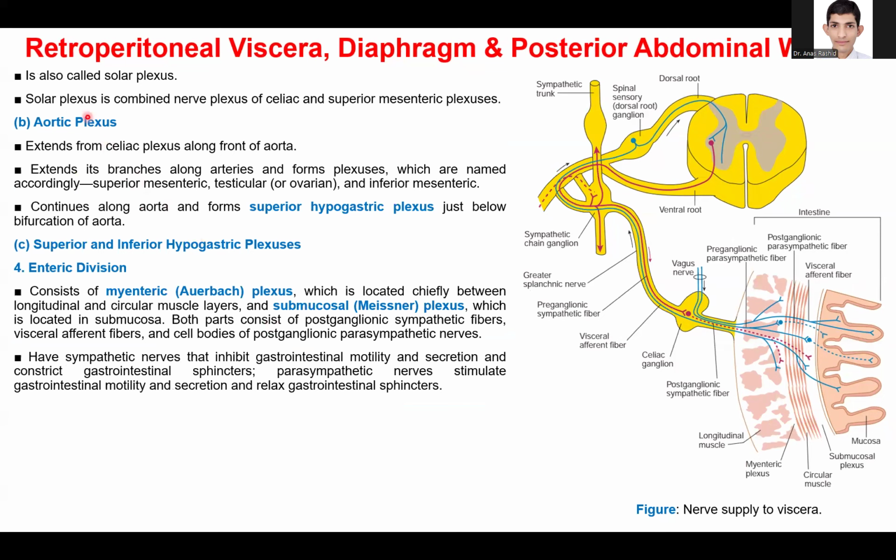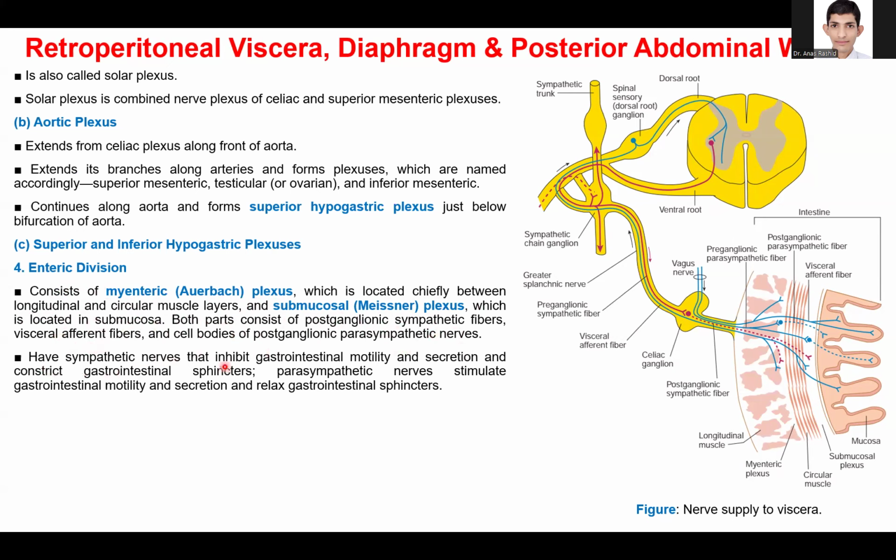Then we have the celiac plexus, also called the solar plexus. We have the aortic plexus. Then we have the superior and inferior hypogastric plexus. We have the enteric division, which contains the myenteric or Auerbach plexus, located chiefly between the longitudinal and circular muscle layers, and the submucosal or Meissner plexus, which is located in the submucosa. Both parts consist of postganglionic sympathetic fibers, visceral afferent fibers, and cell bodies of postganglionic parasympathetic nerves.